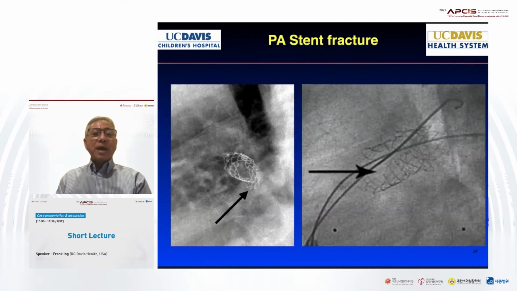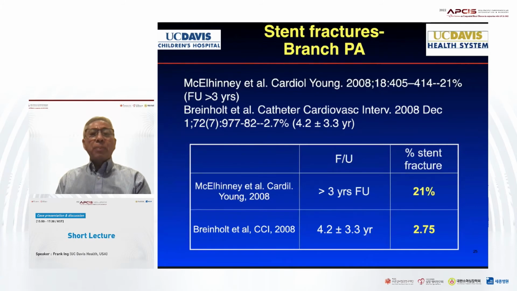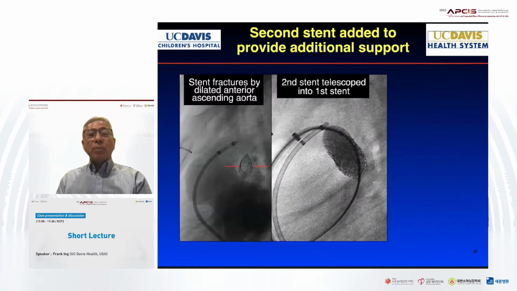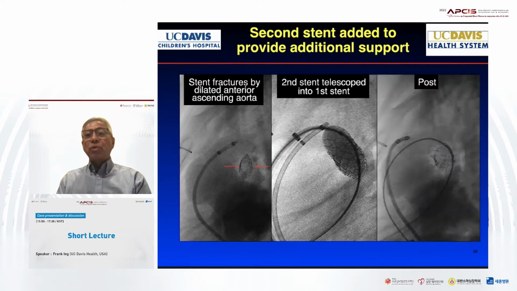So here's another example of a fractured stent, and you can see that on the lateral projection as well. If you compare another paper from Dolph McElhinney, he had reported 21% fracture, and from our center with Dr. Breinholt, it was 2.75% fractures. Again, it's pretty low in our hands. There's an example of a fracture there, and you can see that we can put a second stent in, telescope it, and then round it all out so that we can get rid of the stenosis and eliminate that obstruction with an additional stent.